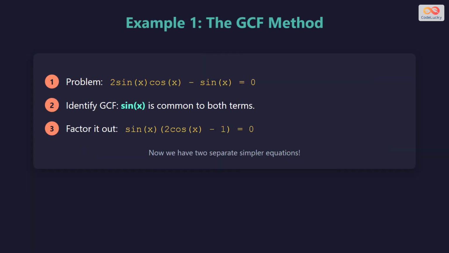Let us start with our first example. We need to solve 2 sine x cosine x minus sine x equals 0. The first step is to identify the greatest common factor, or GCF. Notice that both terms contain sine x, just like in algebra. We can factor this term out. When we do, we are left with sine x multiplied by the quantity 2 cosine x minus 1 equals 0. Now, we have successfully transformed a complex equation into two simpler factors.